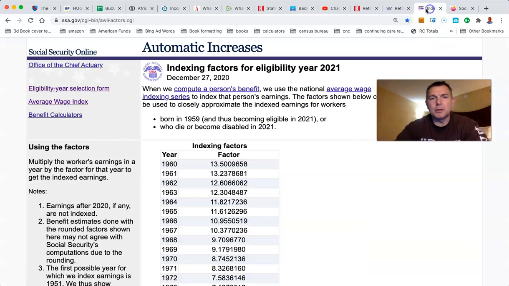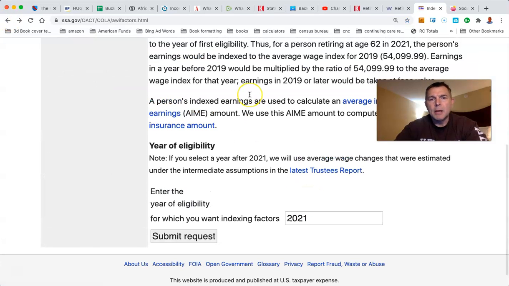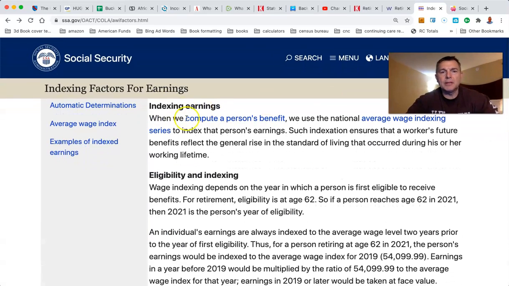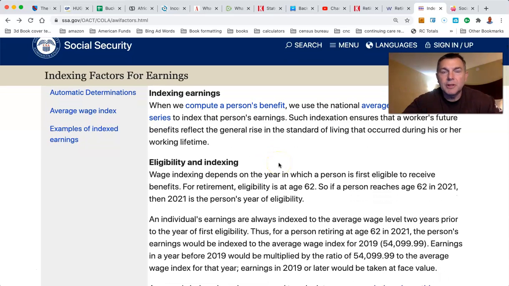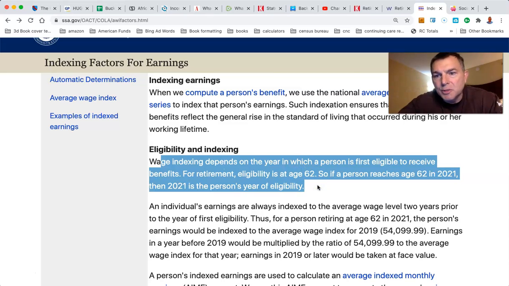If you go to the Social Security webpage, let me show you what I'm talking about, and I'll put a link in there for you as well. Indexed earnings right here. This is how you get your indexed earnings. When we compute a person's benefit, we use a national average wage index to index that person's earnings. We've talked about this a million times. But anyway, wage indexing depends on the year in which that person is first eligible to receive benefits. For retirement, eligibility is at age 62. So a person who reaches 62 in 2021, then 2021 will be his first year of eligibility. I hope that makes sense.